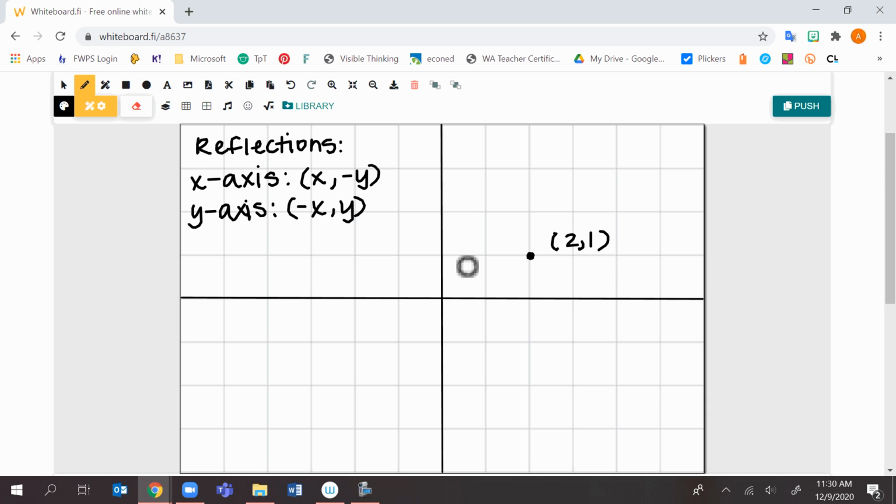Okay? So if I'm doing an x-axis reflection, I know that my x's have to stay the same as 2, but this y is going to change to a negative because it was originally positive. So I should have the point 2, negative 1, and that's how we know we're doing it with our coordinates. But also noticing that I am reflecting over my x-axis, and it is the same distance away from my x-axis as the original. That's how you know you did that reflection correctly.